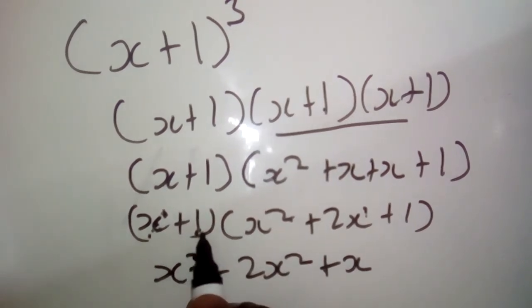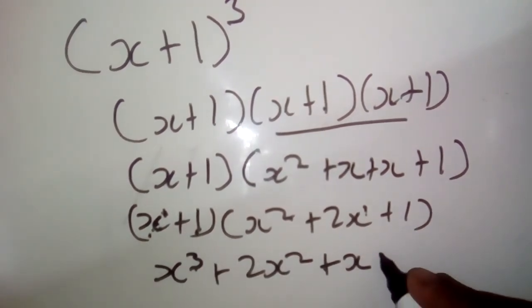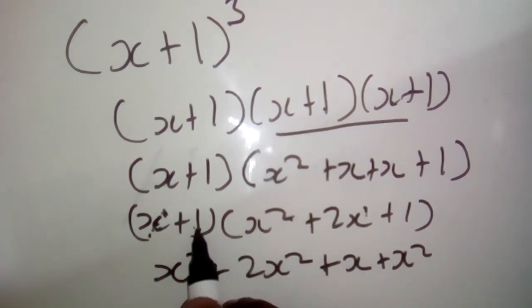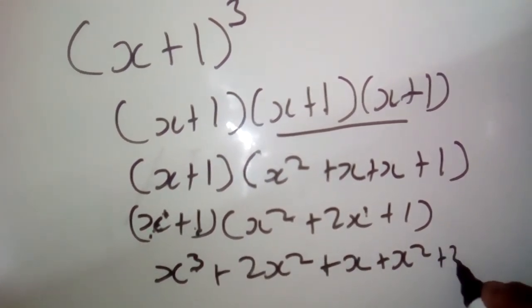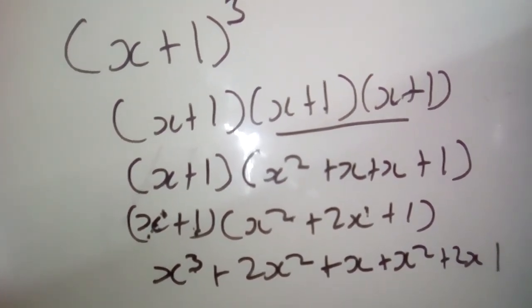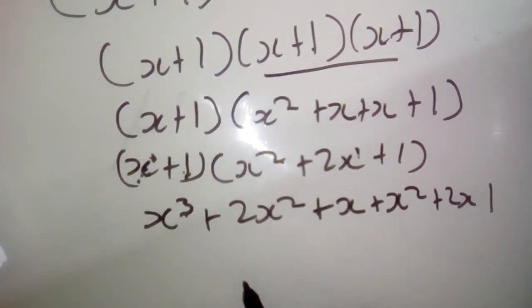Now let's multiply 1 by this bracket. So we're going to say 1 times x squared, which is x squared, right? 1 times x squared is x squared. Then 1 times 2x, which is 2x. 1 times 1, which is 1. So there. Now we have to group like terms if they're not grouped.